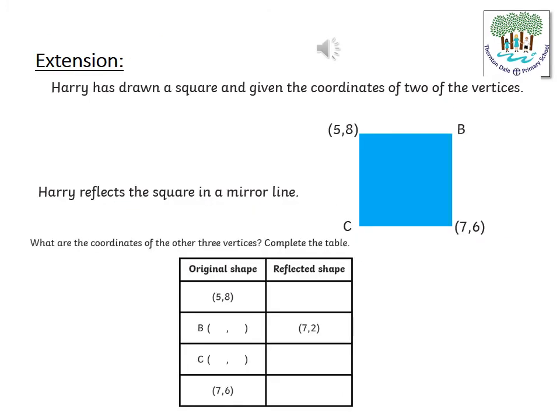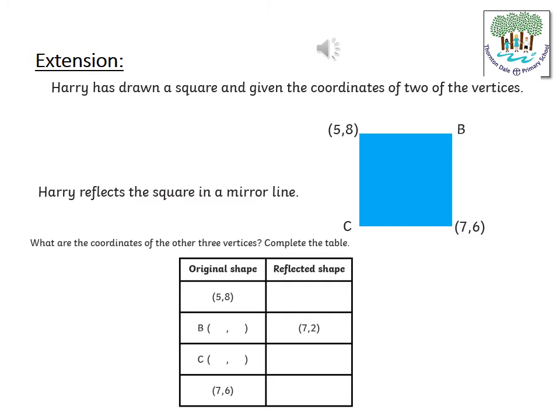This is quite a tricky problem. So to solve this problem, you need to be able to calculate using what you know about squares and the features and properties of a square. How can you use that first of all to calculate what point B and C are? So look at the coordinates for the point that we're given, and then look at how they change from 5, 8 to 7, 6, and think about what that tells you, thinking about what we know about coordinates. And then use that information to calculate what point B and C will be.